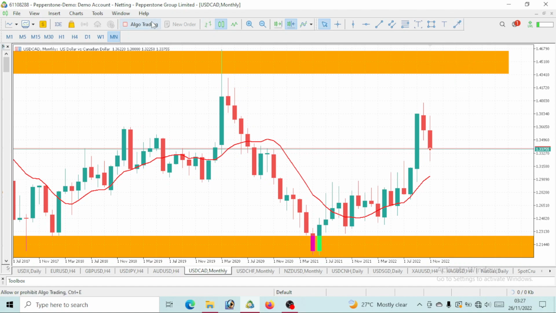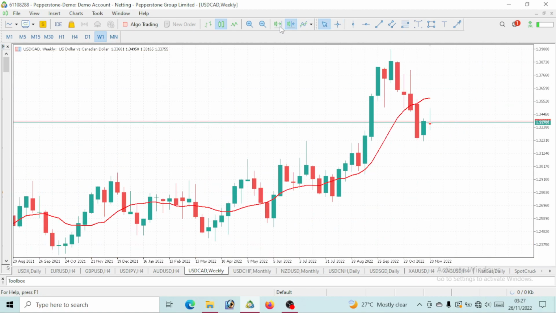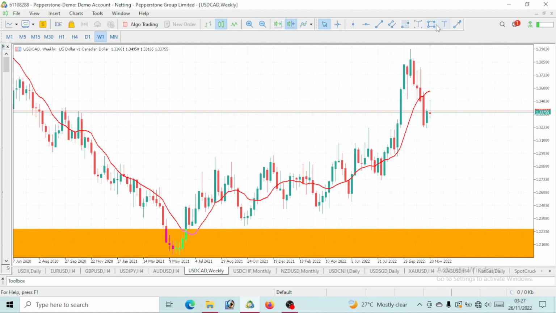So now what we have next is the weekly time frame. Take a look at this weekly time frame. You can clearly see that this is a bullish move, right? We are seeing higher highs, higher lows, higher highs, and higher lows.